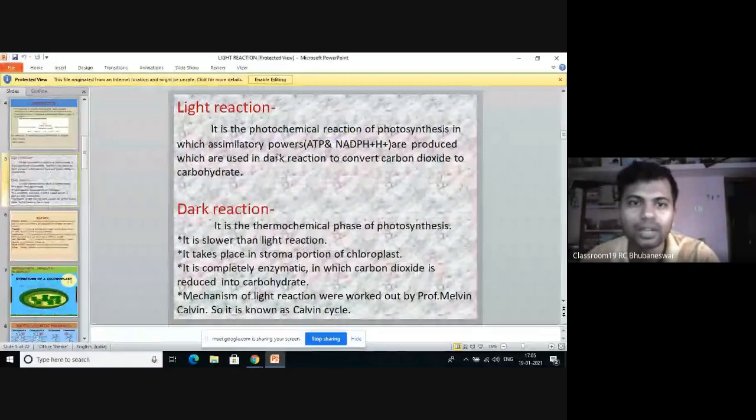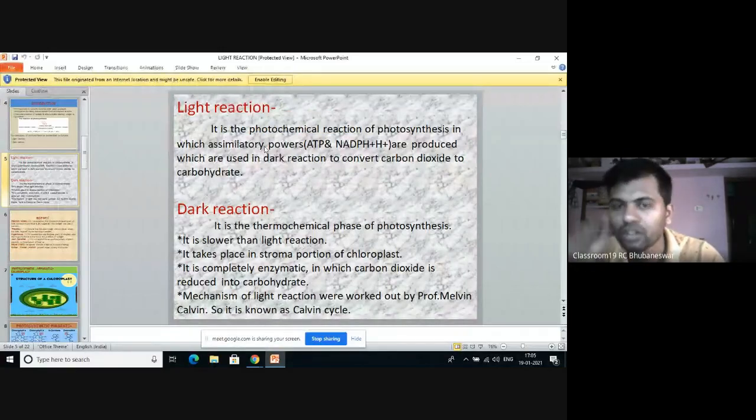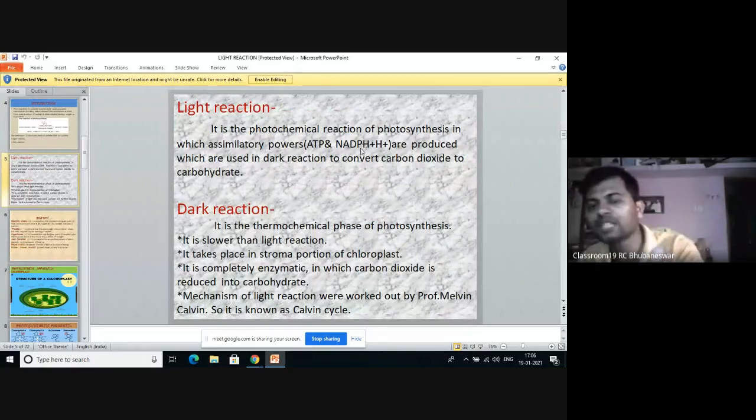In the light reaction, the water becomes split, or photolysis of water takes place, or breakdown of water takes place, which causes release of oxygen into the atmosphere, as well as ATP and NADPH production. When water is split, the electrons released are accepted by NADP plus, so NADP plus is converted into NADPH plus H plus, with concomitant release of ATP.